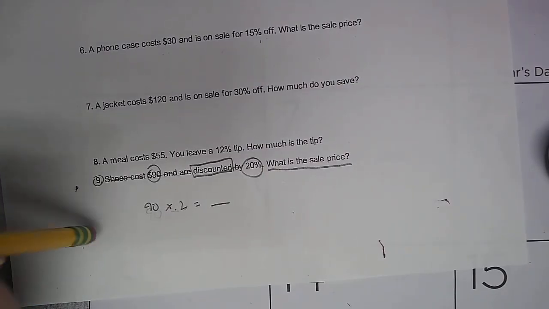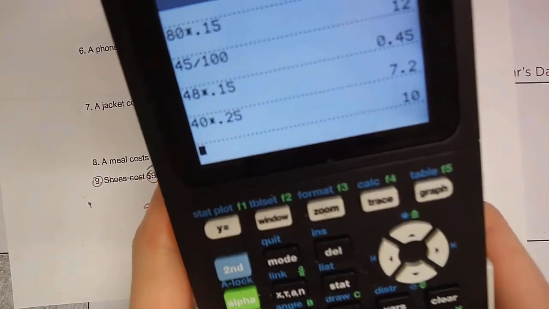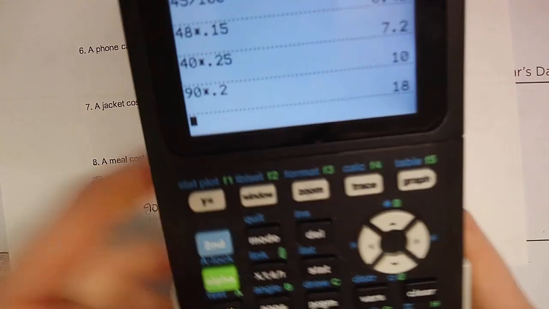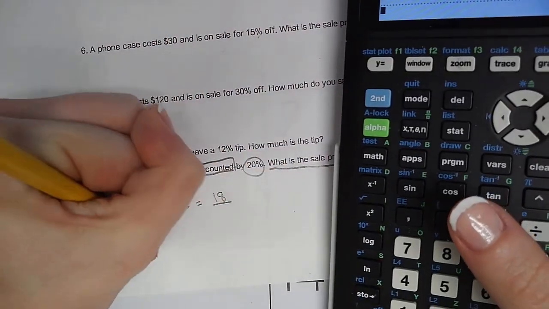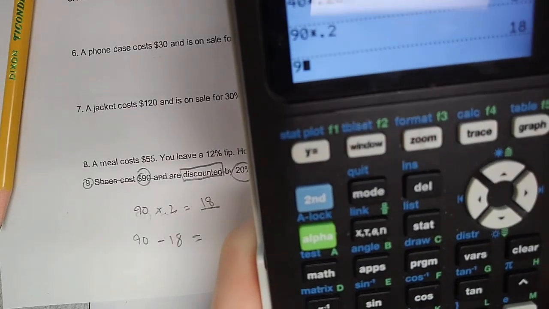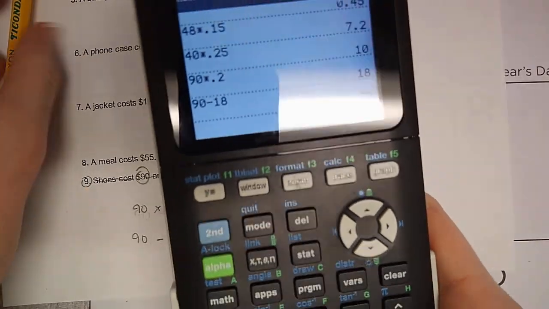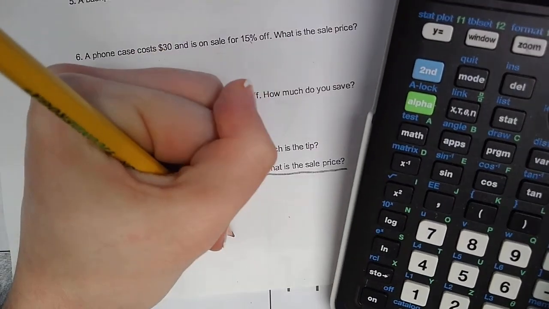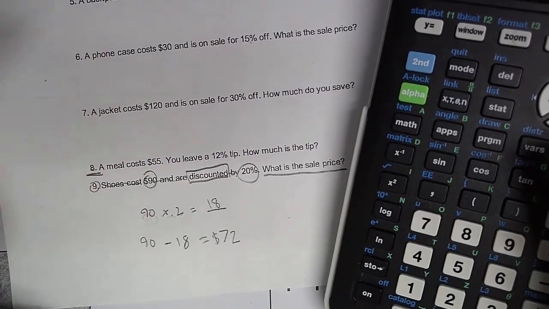Wait, no, I said that wrong. That's okay. One sec. Okay, so we've got 90 times 0.2, 18. Okay, so the discount is $18. Then for the sale price, we can go 90 minus 18, subtract. That's 72. So the sale price is $72. There we go. Don't forget about number 8. I know it's tricky, but don't worry about it.